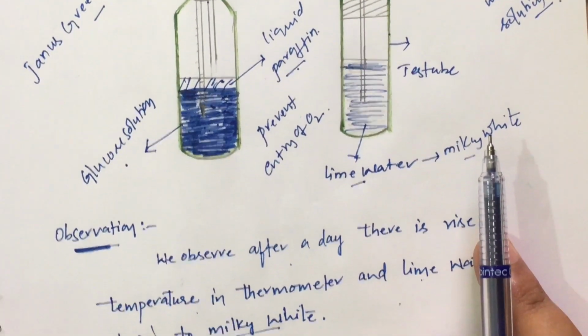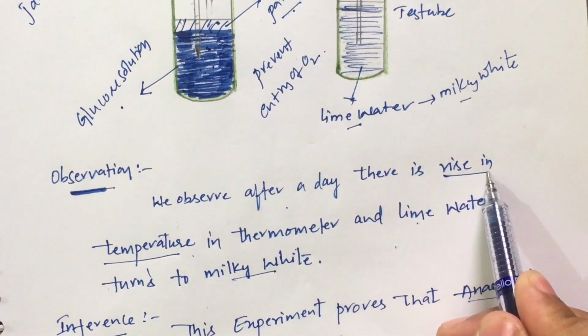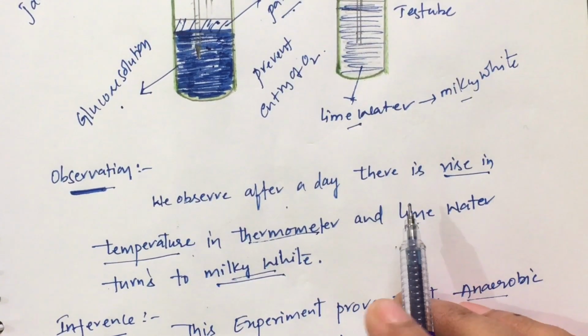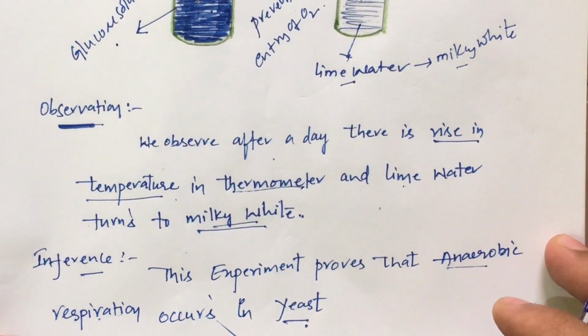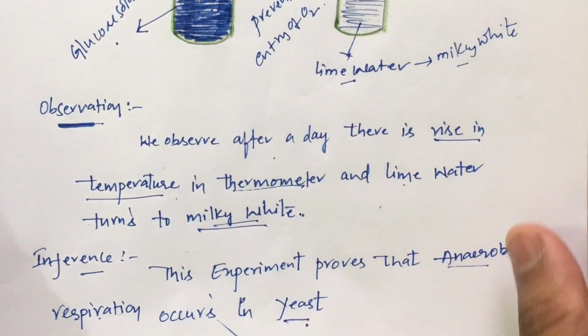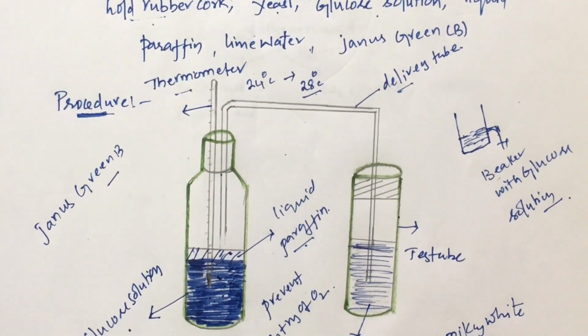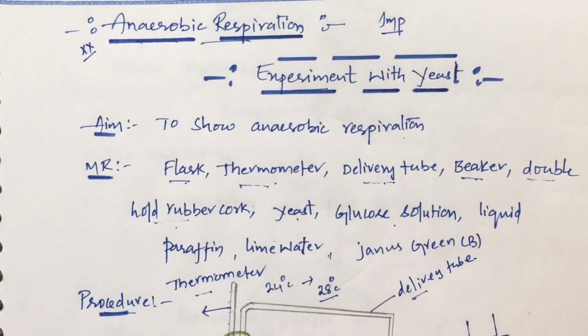So after a day, we generally observe that there is a rise in temperature, which means the temperature increases in the thermometer, and the lime water which was in the test tube turns milky. So an increase in temperature and the lime water turning milky white proves that anaerobic respiration occurs in yeast. So this is an experiment to show anaerobic respiration with yeast. So children, this is about anaerobic respiration.